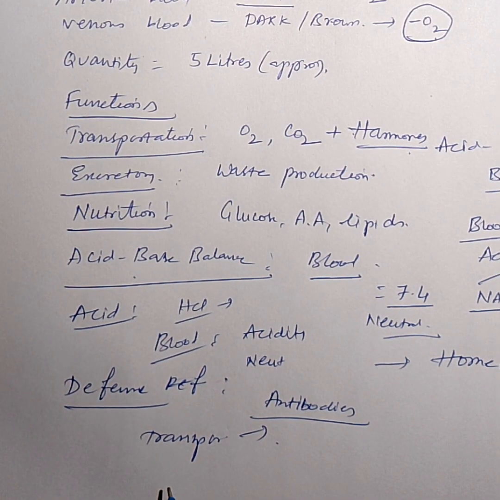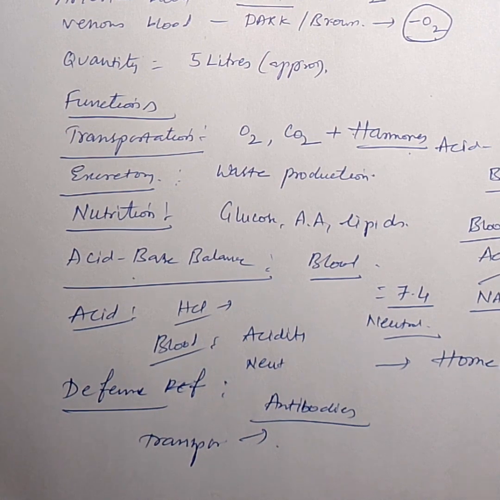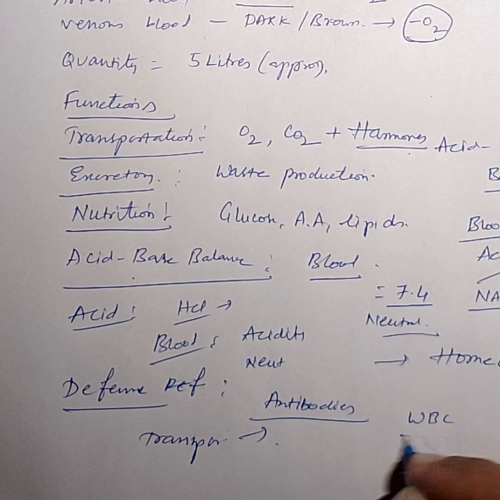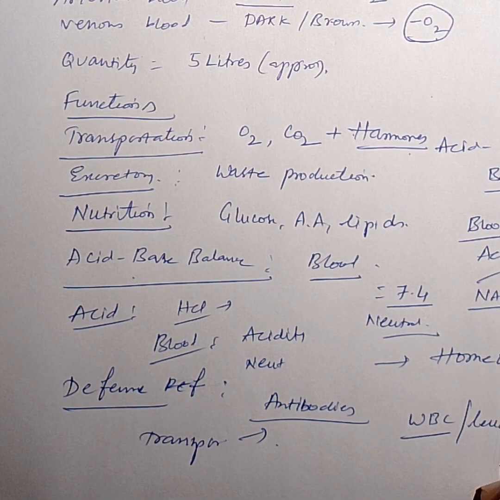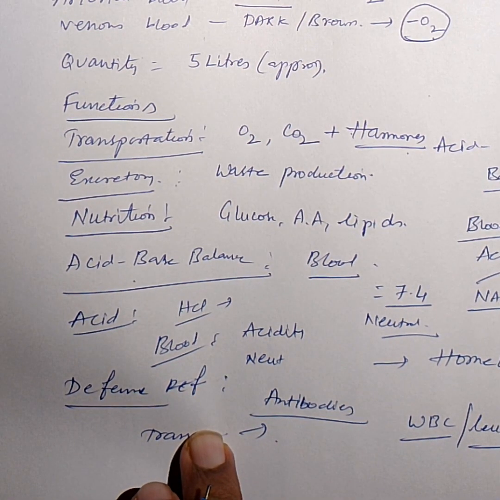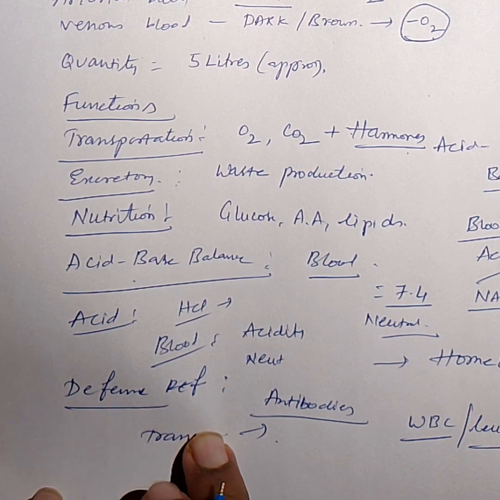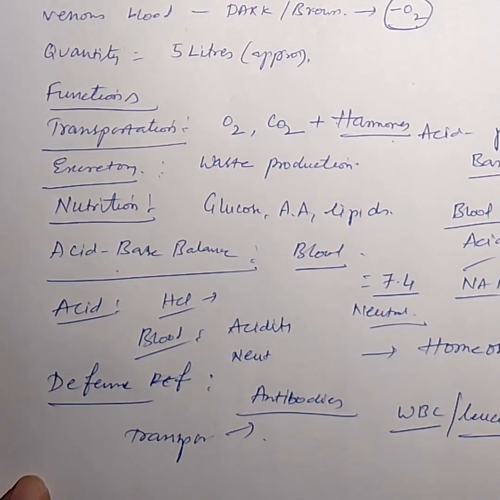Also, with the help of the production of WBC, the white blood corpuscles, which are also called leukocytes, the blood acts as a defense, and it also kills organisms like bacteria, viruses and fungi, and helps in the defense mechanism.